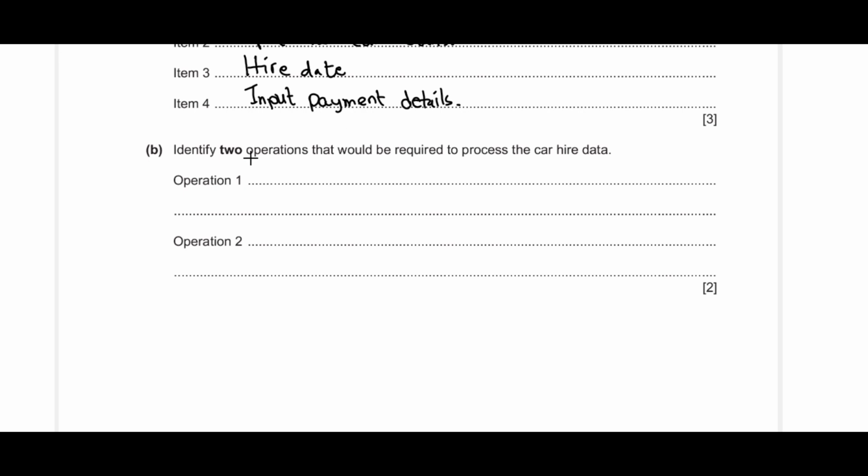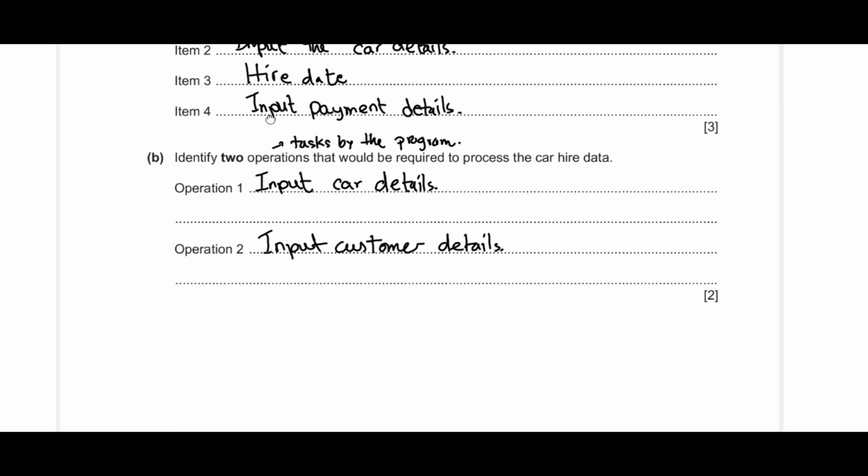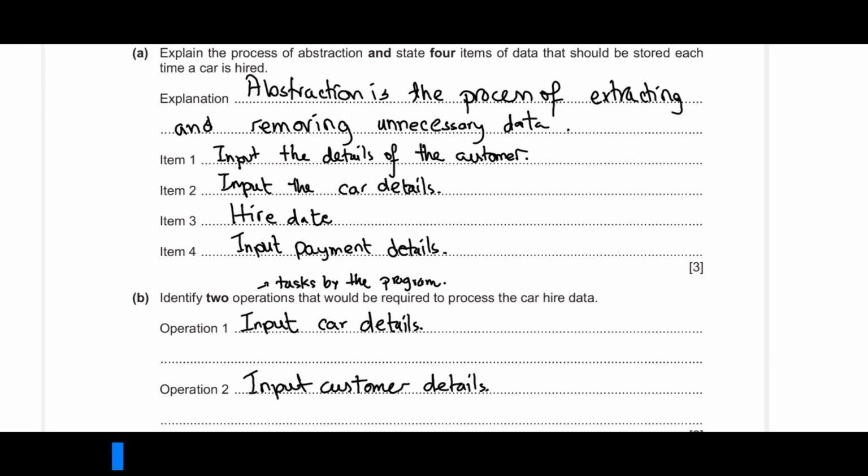Okay, for part B, we would like to go ahead and, let's say, input car details. This is the task that the program does, the operation. So what does the operation stand for? Tasks. Now what we can omit from the first answer is the input section, so we don't want the input to be in the first option because they're asking for it in the second option.